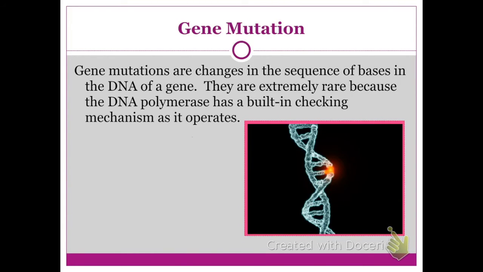So when it comes to mutations, there's also two variations. The first is a gene mutation. The second is a chromosomal mutation, and we're actually going to save that and talk about that a little bit later. But a gene mutation is a mutation within the sequence of bases on the DNA of the gene. So that's where an A gets swapped for a G or something like that.